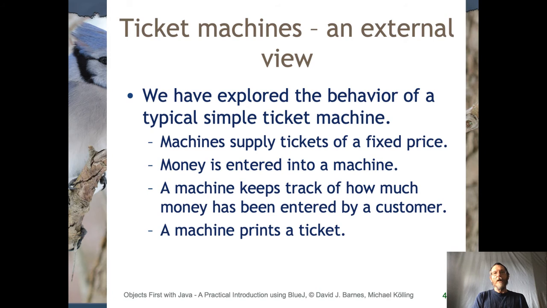So we've already explored the behavior of a typical simple ticket machine through the naive ticket machine project. Machines supply tickets of a fixed price. Money is entered into a machine, and the machine keeps track of how much money a customer has entered. And then when the customer has entered enough, the machine will print a ticket for them.